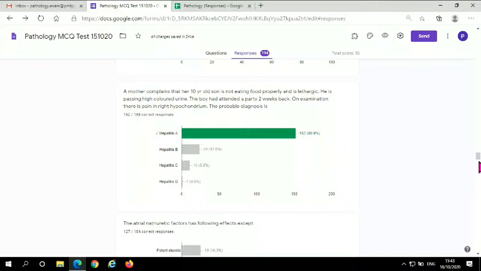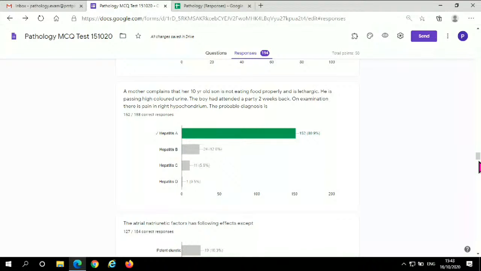Another complaint: a mother complains that her 10-year-old son is not eating food properly and is lethargic. He is passing high colored urine. The boy had attended a party 2 weeks back. On examination, there is pain in the right hypochondrium.